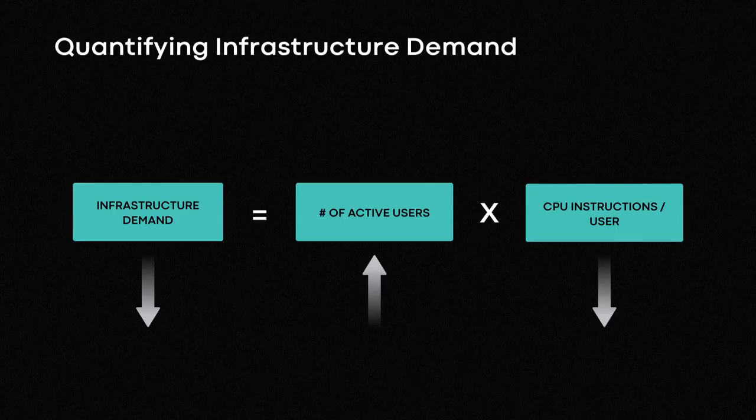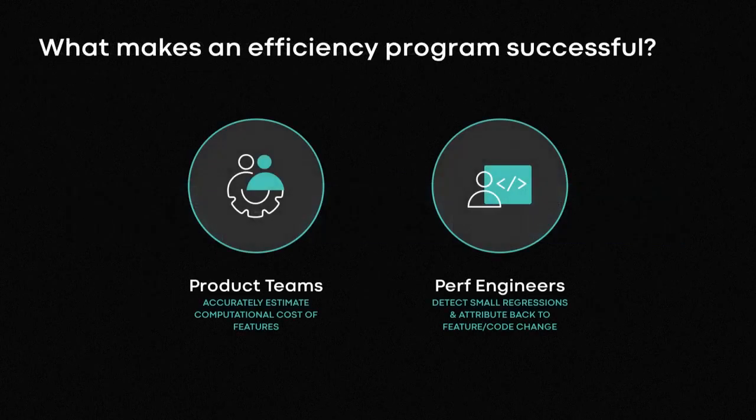To detect and fix CPU regressions, we started an efficiency program. The program is a cross-functional collaboration between performance engineers and product teams. But if such a program is to succeed, it needs to be data-driven. Product teams need to be able to accurately estimate the computational cost of their features. This helps them plan and prioritize features better. And performance engineers need to be able to detect small regressions and attribute them to code changes or new features.